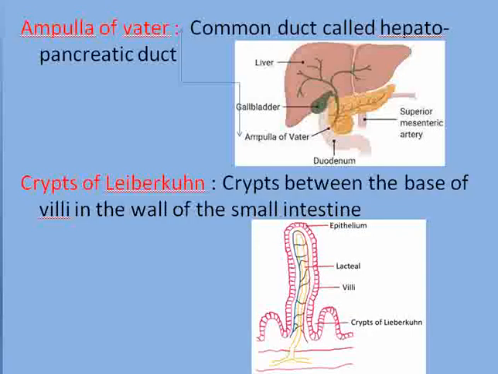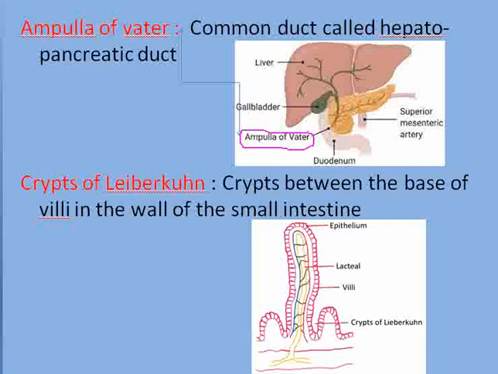The first term is ampulla of Vater, which is the common duct called the hepatopancreatic duct. In the diagram it is given here. I have shown you the arrow mark here also. So this particular portion is called the ampulla of Vater.